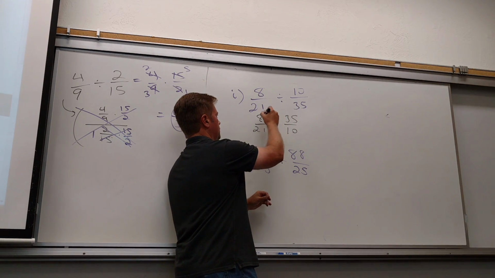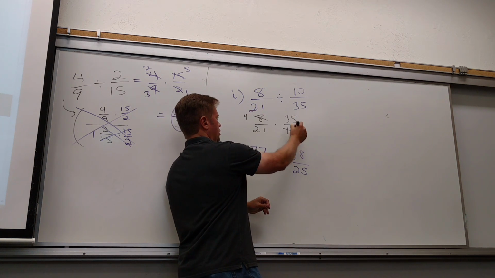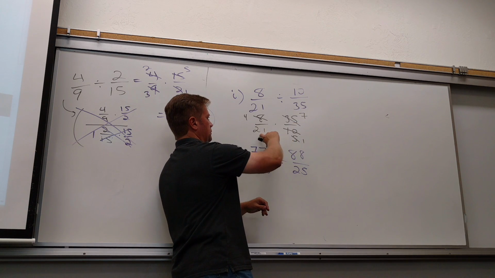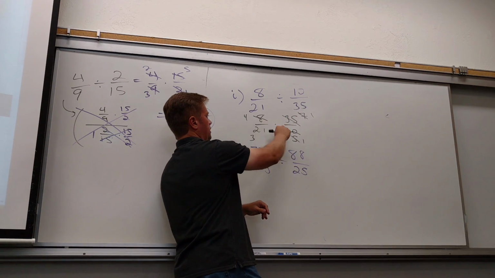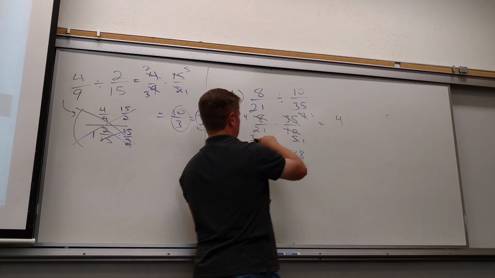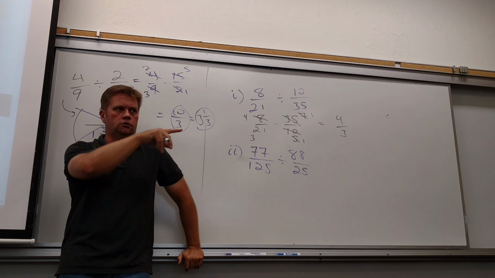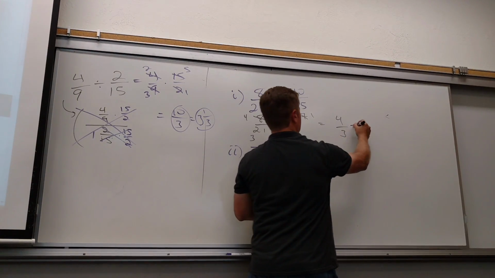So what I did was, we saw 2 goes into both of those, which is really nice, because 5 goes into both of those, which is really nice, because 3 and 7 goes into both of those. So 4 times 1, 3 times 1. 1/3. So no matter what way you do it, you should end up with 4/3.